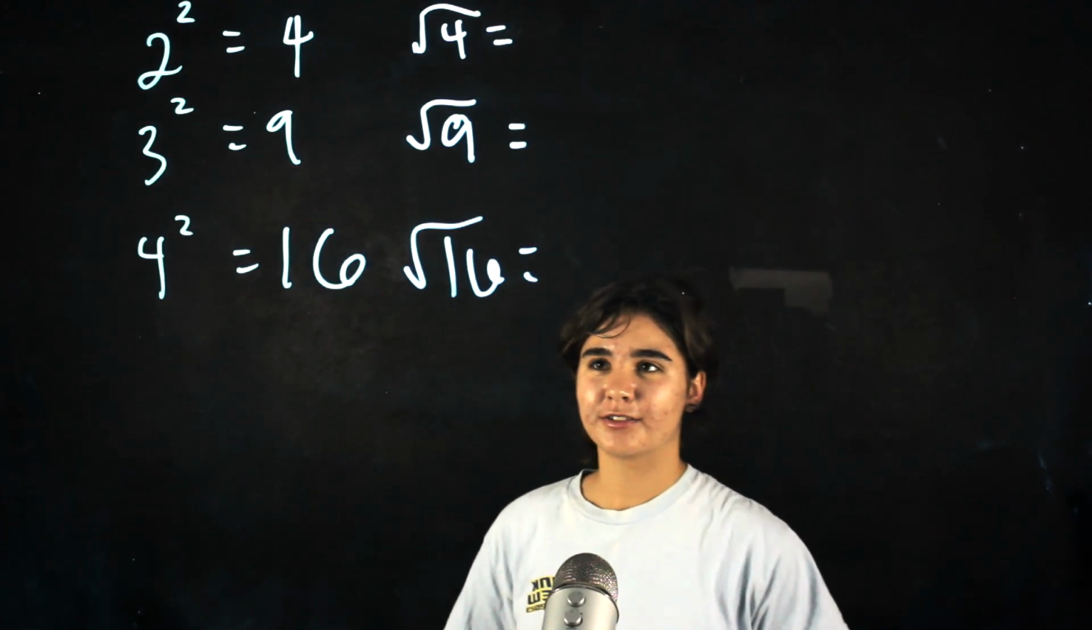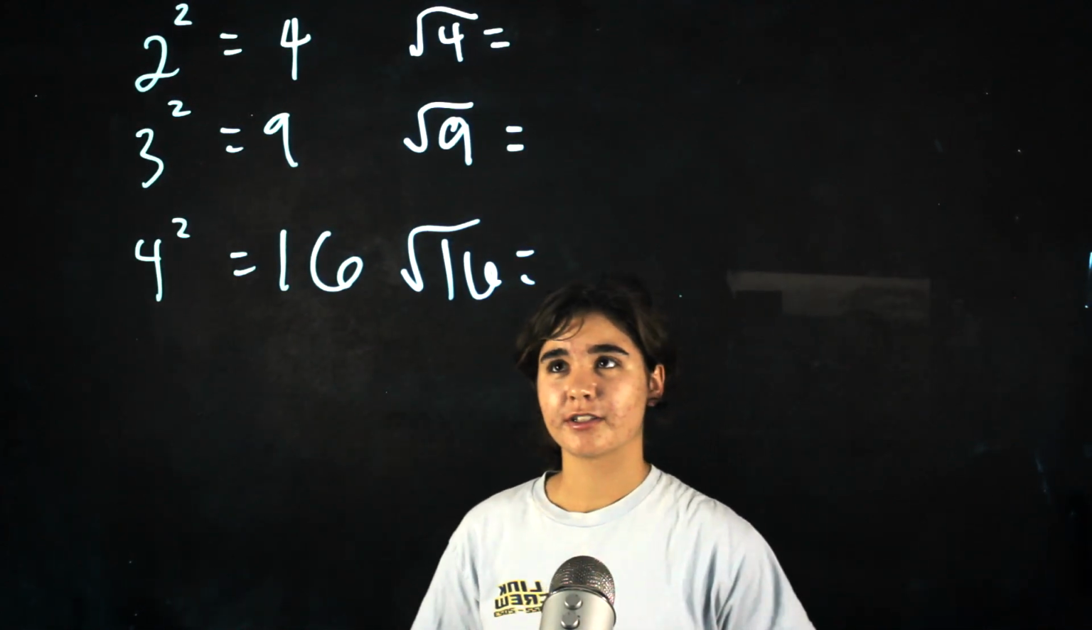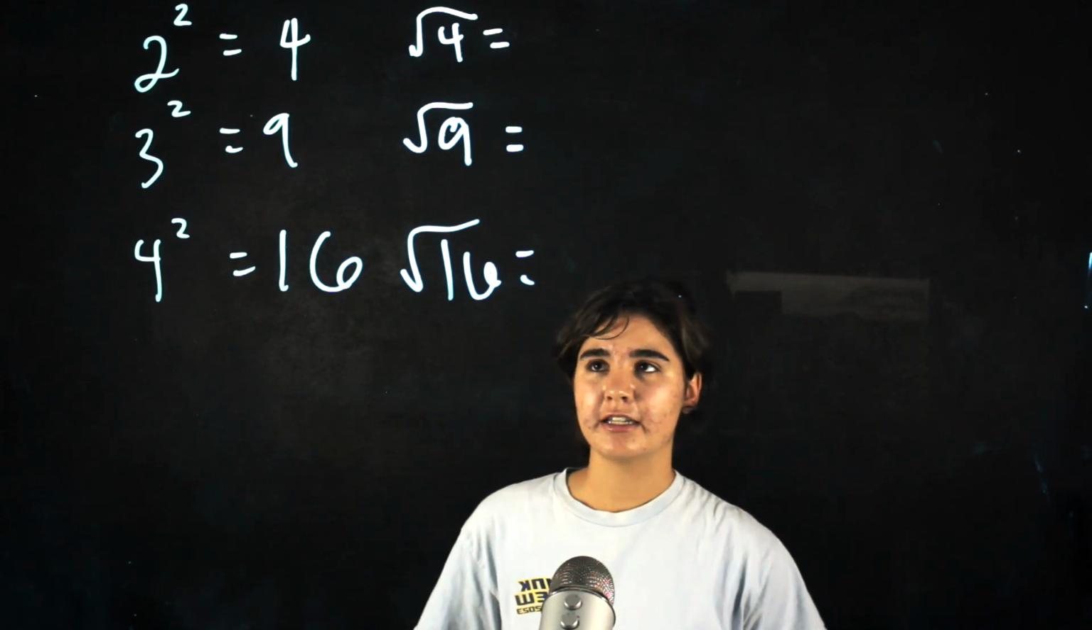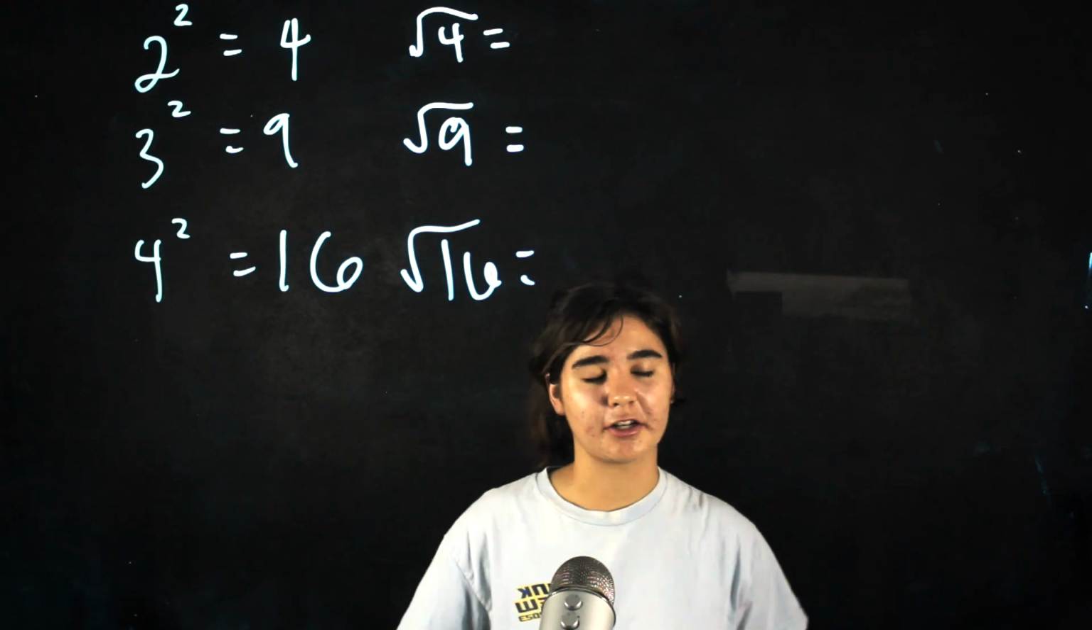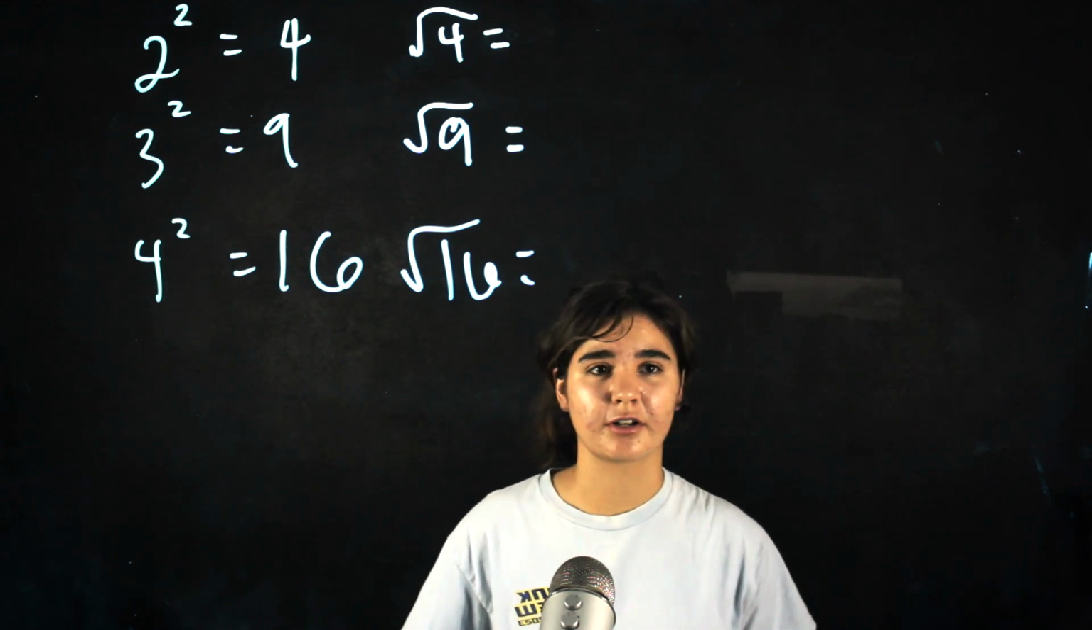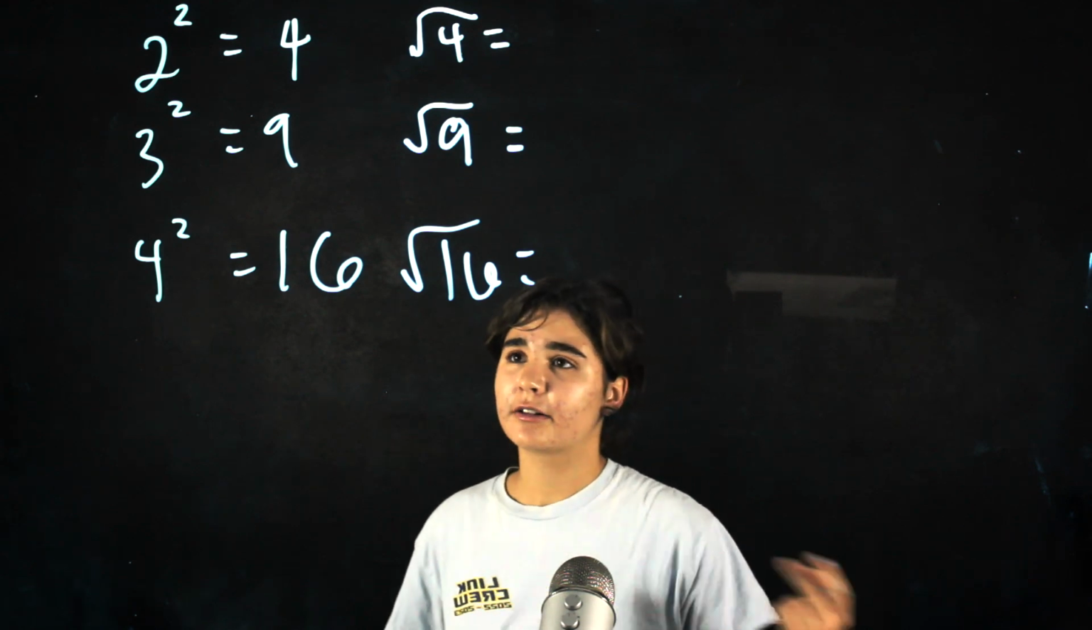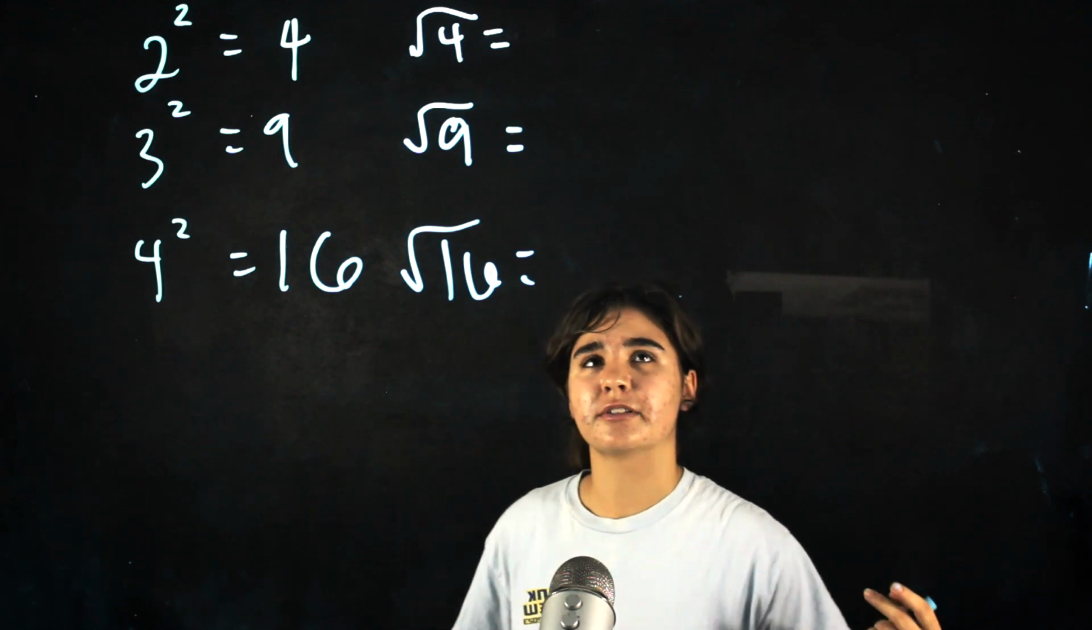Alright, so in this video we're going to be talking about radicals. Radicals are just the inverse of exponents. So just like addition is the inverse of subtraction, and multiplication and division are inverse operations of each other, radicals are the inverse of exponents.